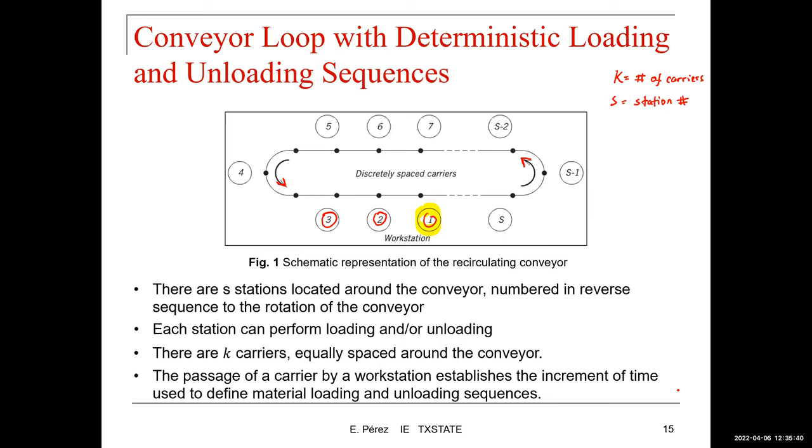The passage of a carrier by a workstation establishes the increment of time used to define the material loading and unloading sequences. So again, we have a conveyor, we have a fixed path. In this fixed path, we have these carriers that are located equally spaced. We have the total number of carriers that we have for the system, and we are trying to design for the capacity of these carriers. And around the conveyor, we have a set of stations that are used for loading and unloading purposes.